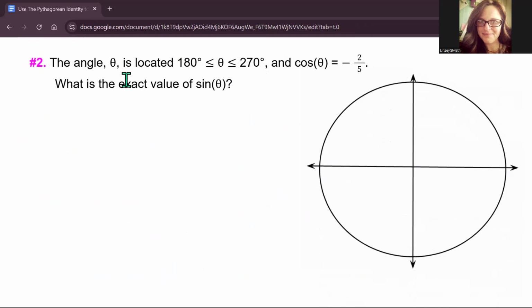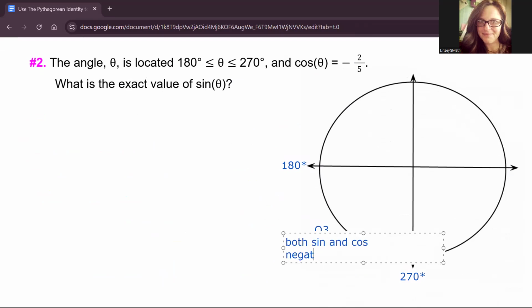Number 2, the angle theta is in between 180 degrees and 270 degrees. That means we are in quadrant number 3, where both sine and cosine are negative. We had to go left and down to get to quadrant number 3.